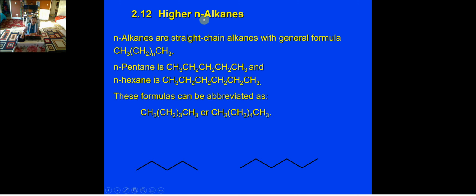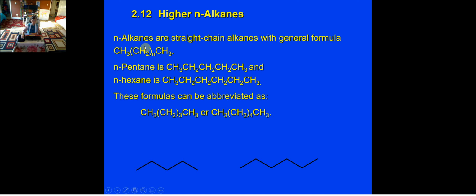If you go to higher n alkanes, and increase the number n in your alkane, the general formula for alkanes is CnH2n+2. But in most cases for straight chain alkanes, we write it as CH3(CH2)nCH3. CH3 appears twice, and in between you increase by CH2 units.